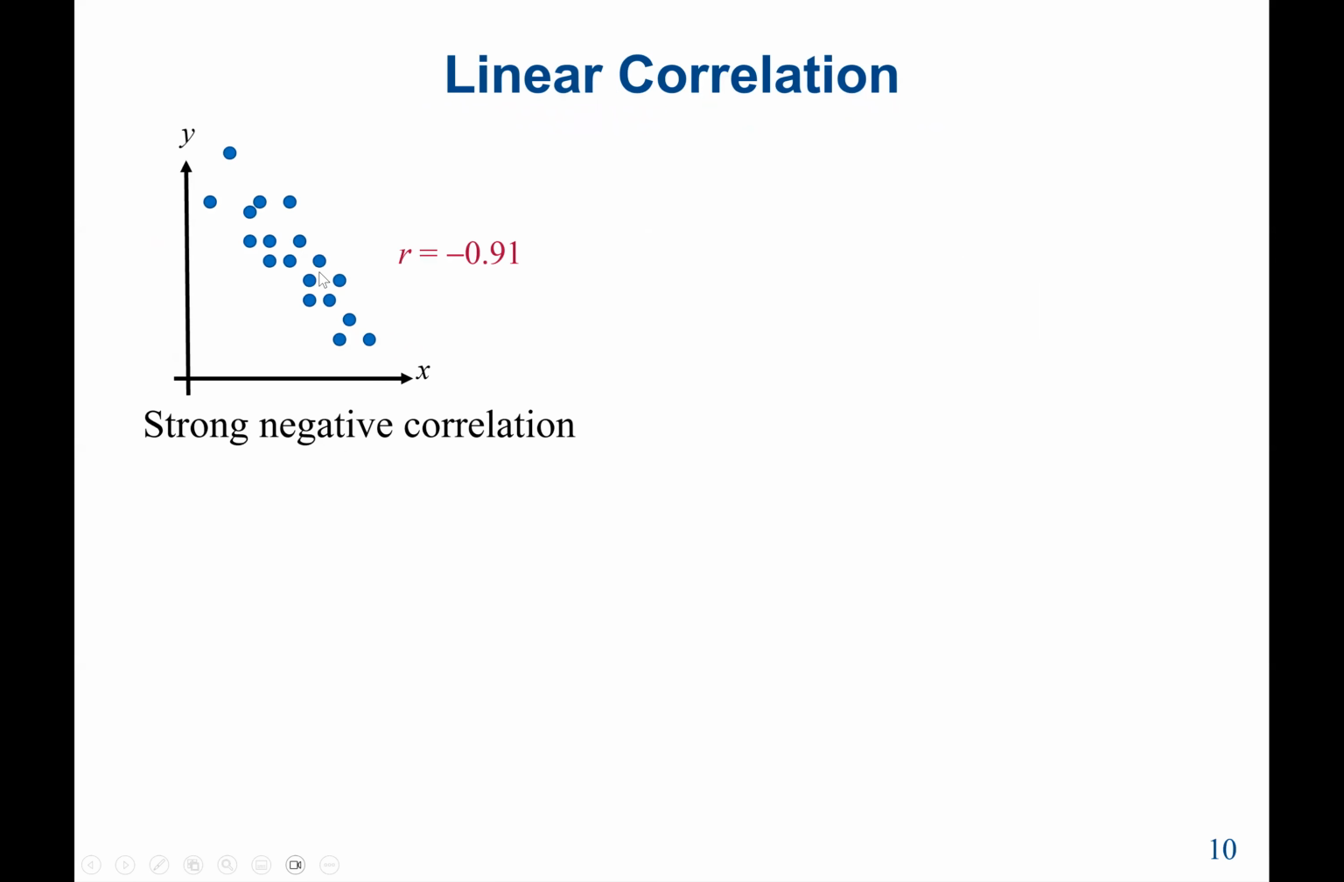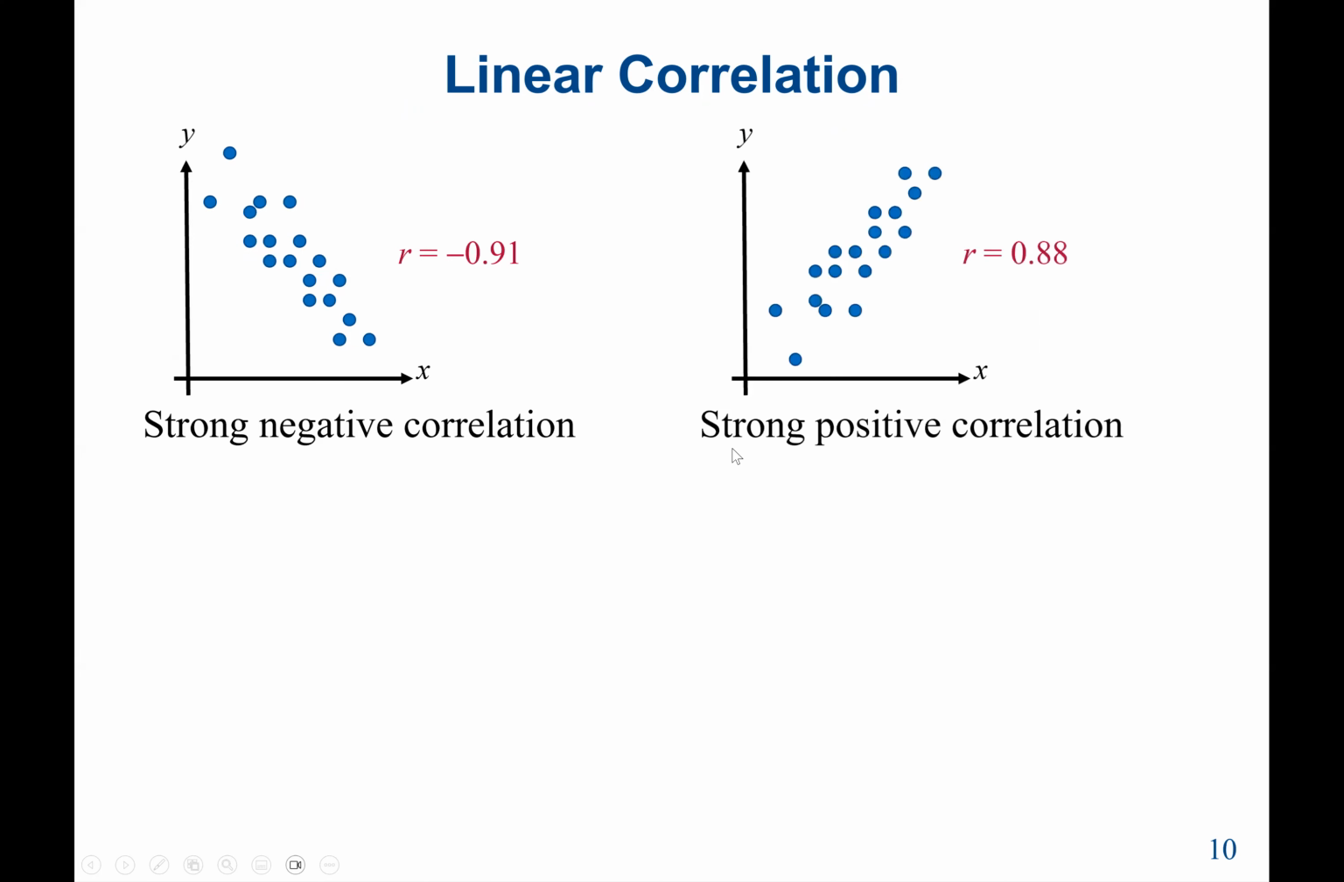Now here we can see that all the points are not on the linear line, so we may get maybe close to 1. In this case, we have -0.91, and we can see this is again a decreasing relationship. As X increases, Y decreases downward.